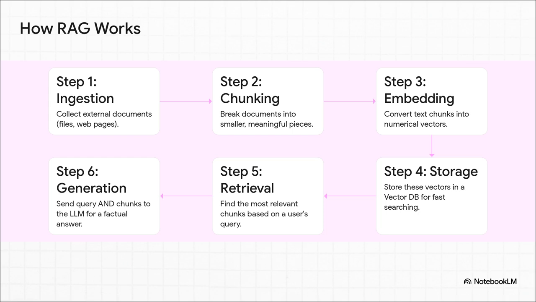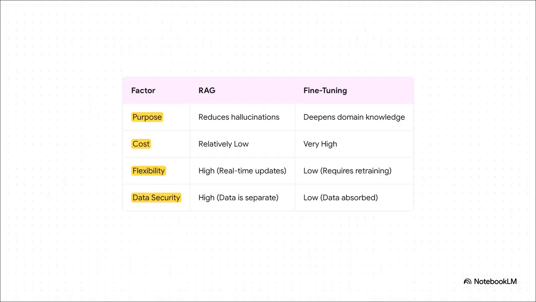It's so powerful. Now, this brings up a really common question. Why do this instead of just fine-tuning a model? Well, fine-tuning, which is basically retraining an entire model, is incredibly expensive. We're talking massive GPU costs and a ton of time. RAG is so much more cost-effective and flexible. You can update its knowledge base in real time. But maybe the biggest win for RAG is data security. Your private data stays separate from the model. Whereas with fine-tuning, the model basically absorbs your data, which can be a huge risk.